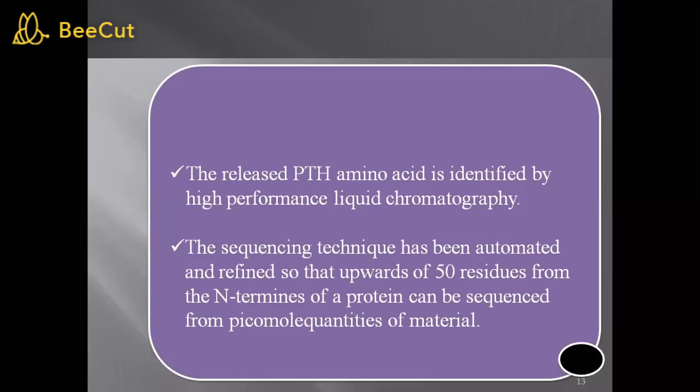Next, the sequencing technique has been automated and refined so that upwards of 50 residues from the N-terminal of a protein can be sequenced from picomole quantities of the material. So at a time we can sequence up to 50 residues of amino acids from the N-terminal end. That means if we have to sequence a protein using this Edman's reagent method, the requirement is a chain of about 50 residues. Beyond this, we cannot determine the sequence of the protein.